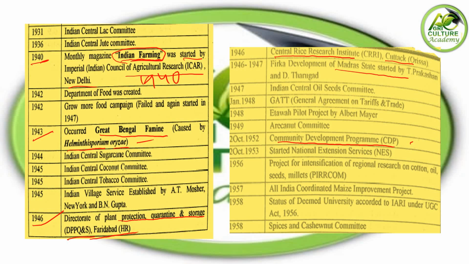On 2nd October 1953, National Extension Service, NES, started. In 1956, Project for Intensification of Regional Research on Cotton, Oilseeds and Millets, PIRCOM. In 1957, All India Coordinated Maize Improvement Project. This was also the first ICAR project on maize, 1957. In 1958, status of Deemed University for IARI under the UGC Act 1956.